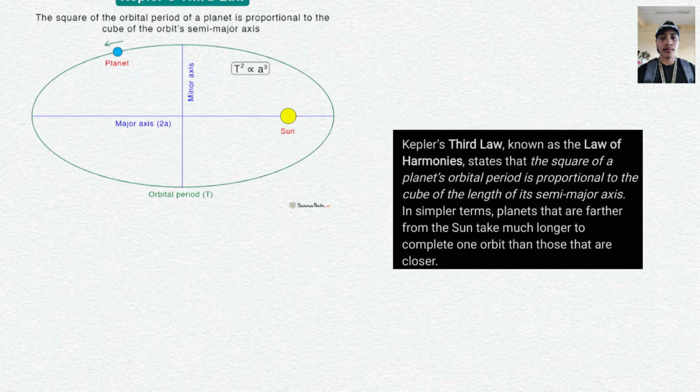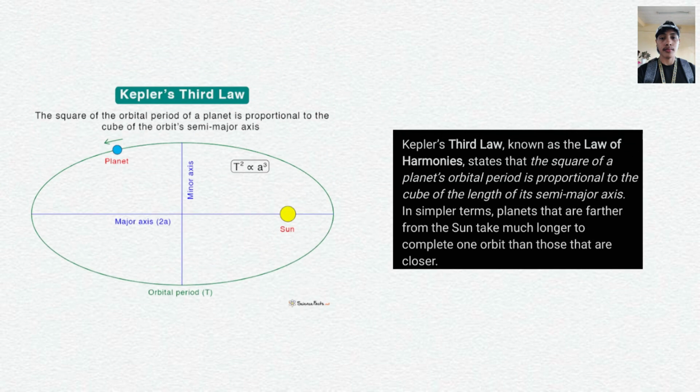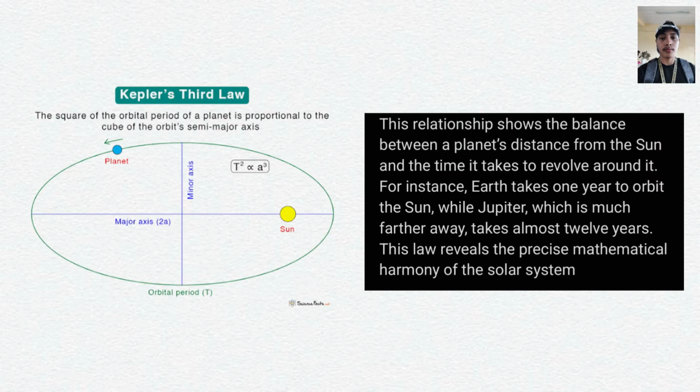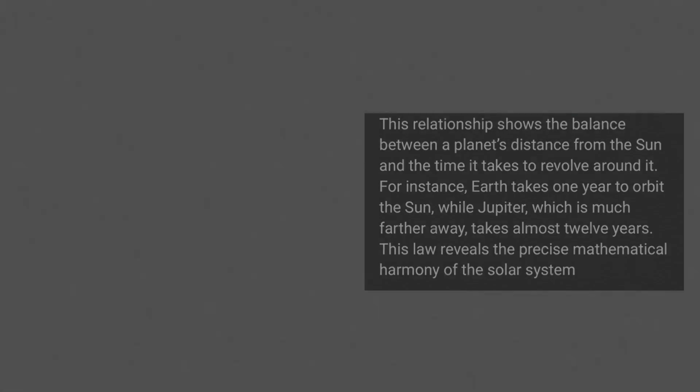Kepler's third law, known as the law of harmonies, states that the square of a planet's orbital period is proportional to the cube of the length of its semi-major axis. In simpler terms, planets that are farther from the Sun take much longer to complete one orbit than those that are closer. This relationship shows the balance between a planet's distance from the Sun and the time it takes to revolve around it. For instance, Earth takes 1 year to orbit the Sun, while Jupiter, which is much farther away, takes almost 12 years. This law reveals the precise mathematical harmony of the solar system.